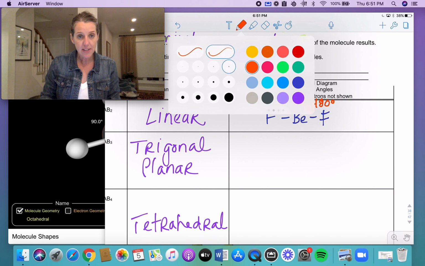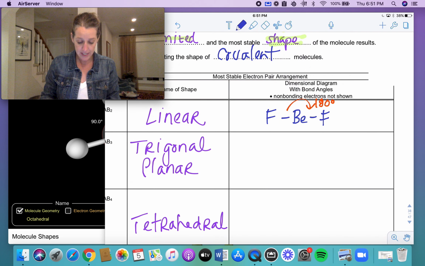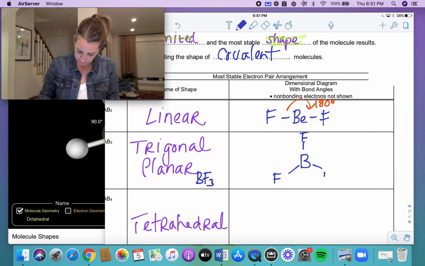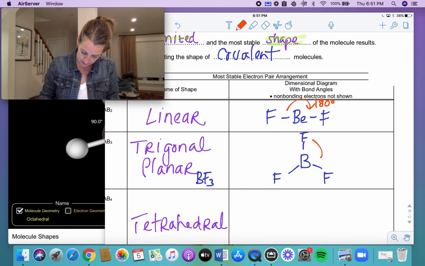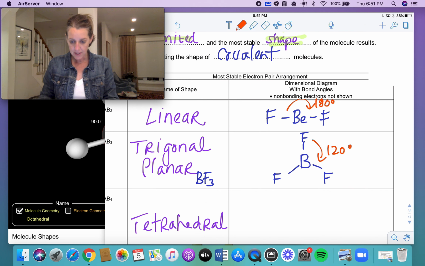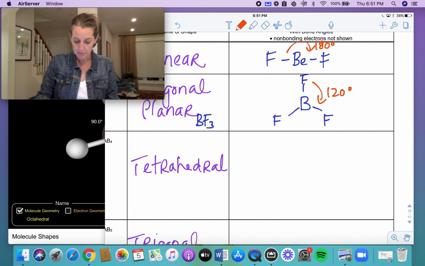It's also easy because it's in the same plane, right? Let's do an example of BF3 because that's what we had on the previous page. B, F, F, and F, and my angle is 120 degrees, okay? They're all on the same plane.